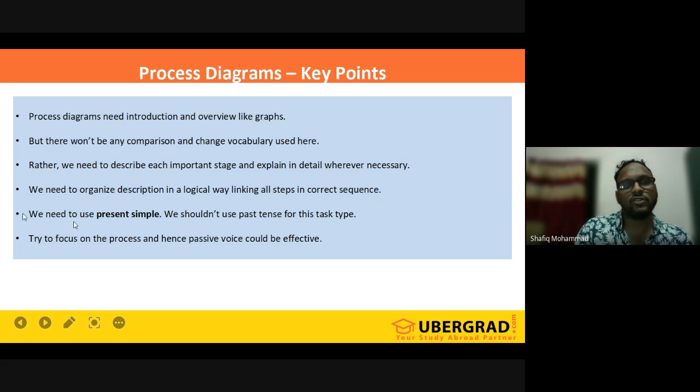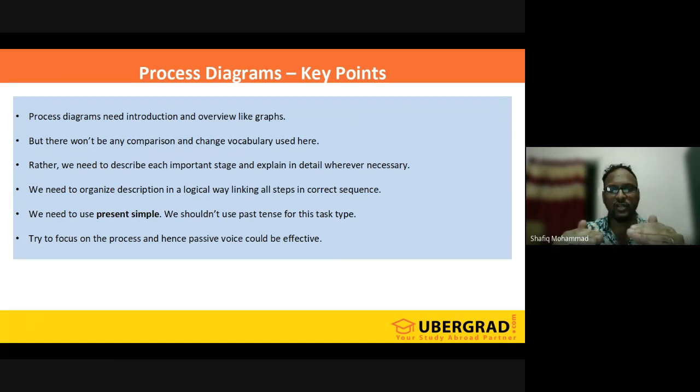We need to use present simple. We should use past tense for this task type. So obviously, whatever years are there in it, you need to use the past tense according to the years, and simple present tense if you want to write, okay, this is made like this, this happens like this, that comes in simple present tense, right? So definitely once you start writing the sentence, you'll understand. Try to focus on the process, and hence passive voice could be effective. So don't worry about passive, active, and these kinds of things.